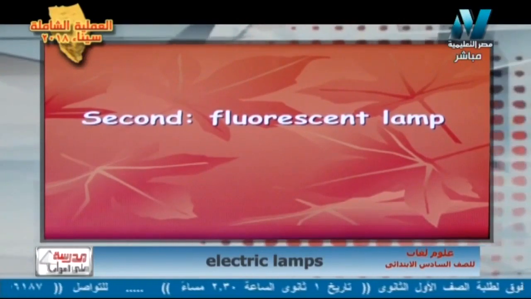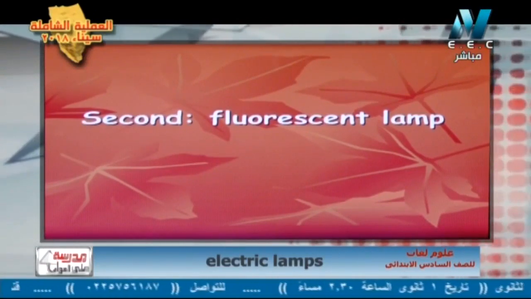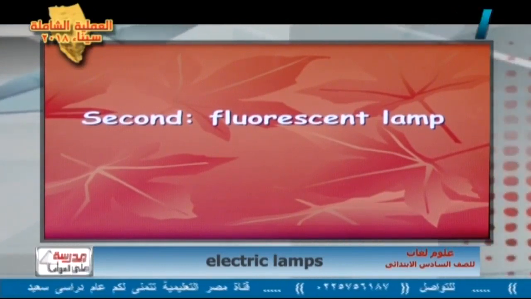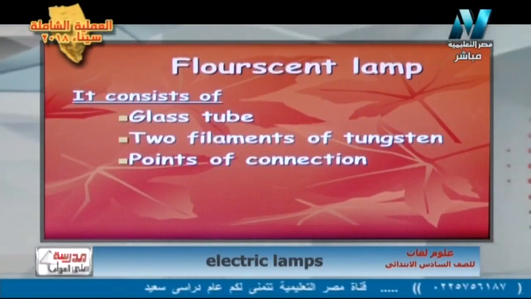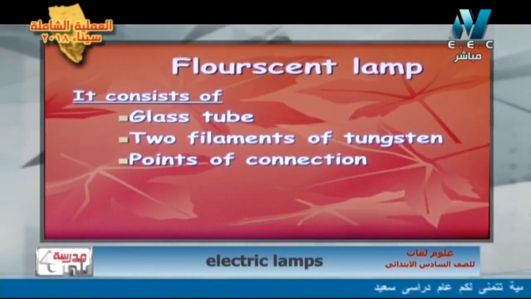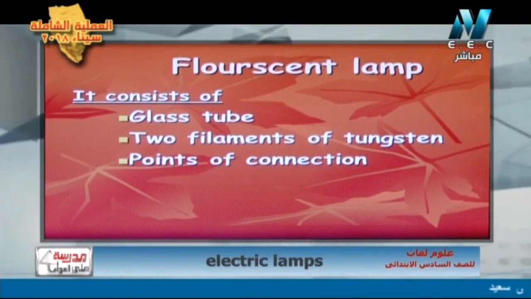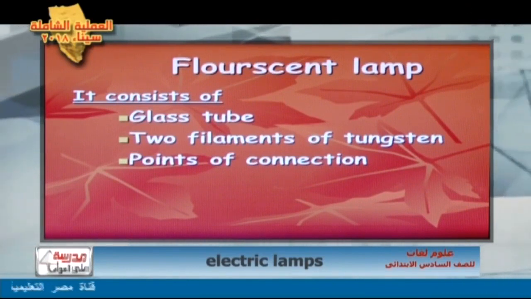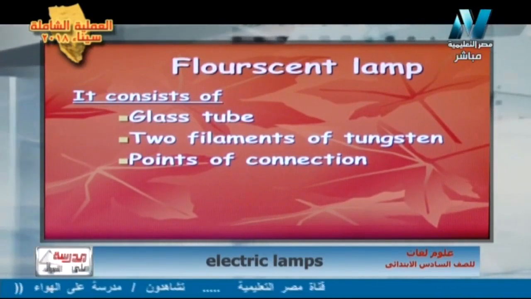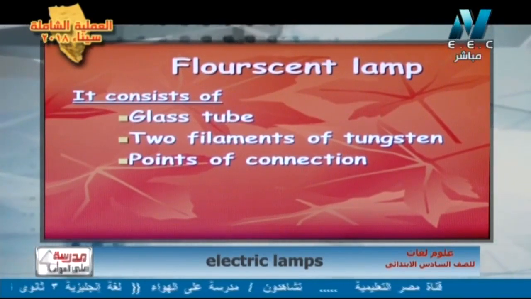يعني اللي عمل الفلورسنت لامب كأنه بالظبط استفاد من اللايت bulb وقدر يعمل لها development تطوير عشان يوصل لشكل الفلورسنت لامب. So what about the fluorescent lamp? It consists of glass tube أنبوبة زجاجية مش انتفاخ زجاجي بقى المرة دي. Two filaments of tungsten، فتيلتين من التنجستين مش واحدة بس. Why? To increase the intensity of light، عشان يزود إضاءة أو شدة الإضاءة.